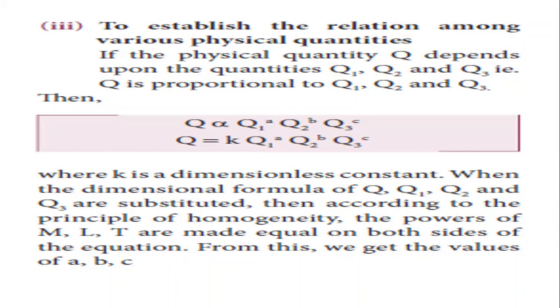c. Now this proportional sign is replaced by equal to and a constant. So instead of this proportionality sign, I am writing Q is equal to K into Q1 raised to a, Q2 raised to b and Q3 raised to c, where K is called the dimensionless constant. Okay. When the dimensional formulas of Q1, Q2, Q3 are substituted, according to the principle of homogeneity, the powers are equated on both the sides of the equation. Then we'll get the values of a, b and c, and we can find out the equation. After substituting the dimensions for these physical quantities, we have to equate the powers and then find out the relation.